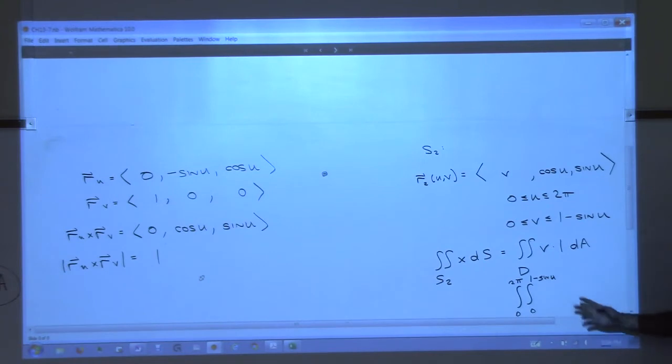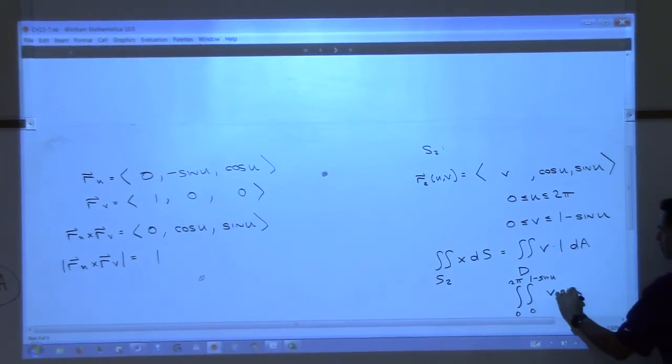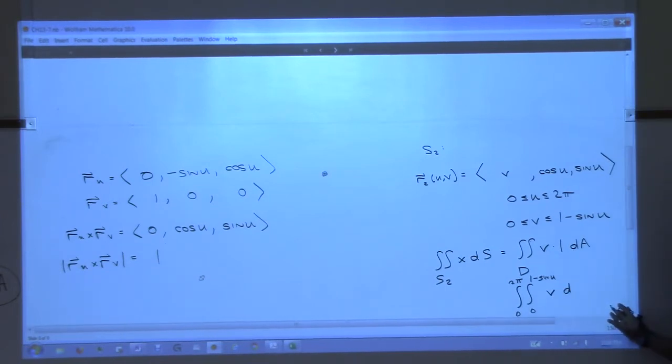Now, do I get to choose the order on these? No. I do not, because this is not between two constants. I'm integrating v with respect to what first? v first, and then u. So this is the first time today that we've actually had limits of integration that are not constants. So let's go ahead and evaluate this.